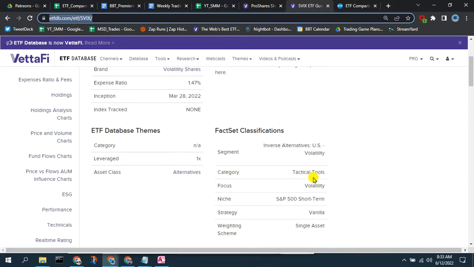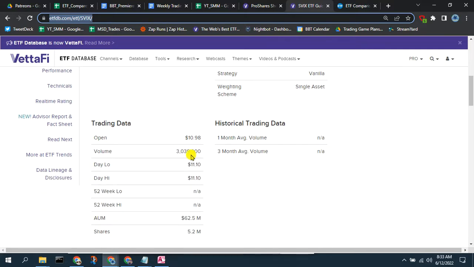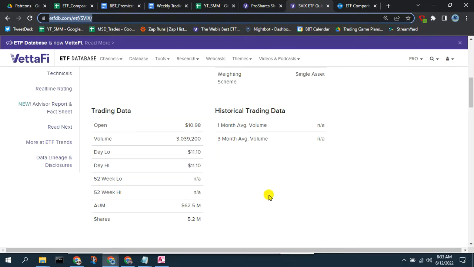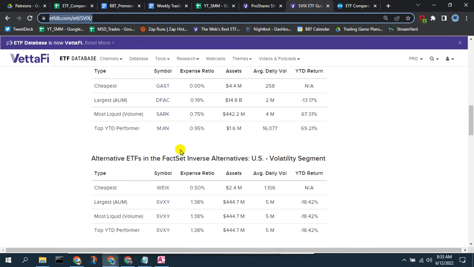We can see it's a tactical volatility, short-term S&P 500, single asset. You see its basic trading day, its range. It's again relatively new, so it doesn't have a year's worth of data. We can see other comparisons here, and we'll see this with some of the other volatility ETFs as well.